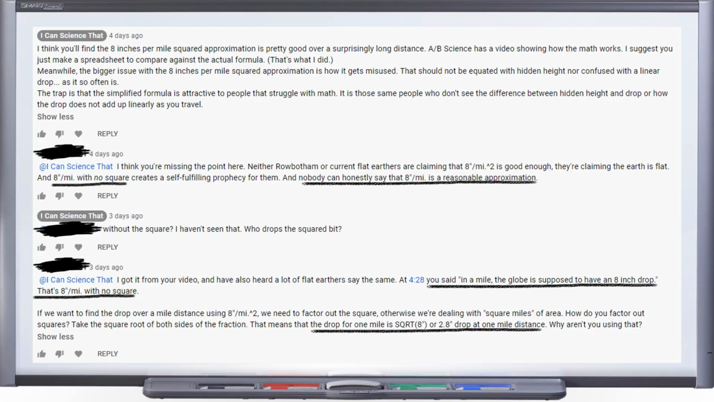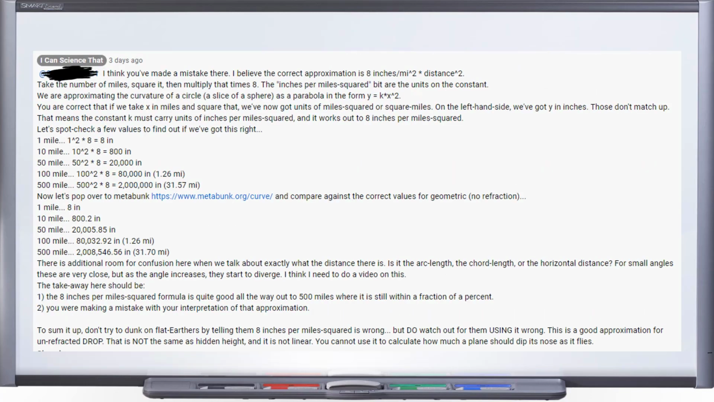I hold the globers to a higher standard. I expect you to accept the correction as I do myself. When I make a mistake, it's time to make the correction. This is not correct. So I explain in great detail, as I have just done in this video, 1 mile, 1 squared times 8, that's 8 inches. It's not 2.8 inches. And then I popped over to the Metabunk curve calculator and I punched in some distances, and this is what I got.